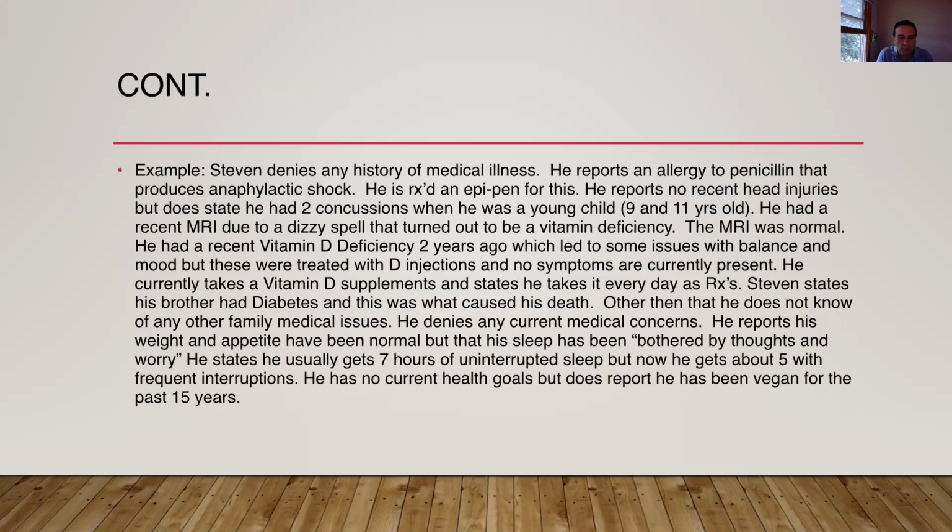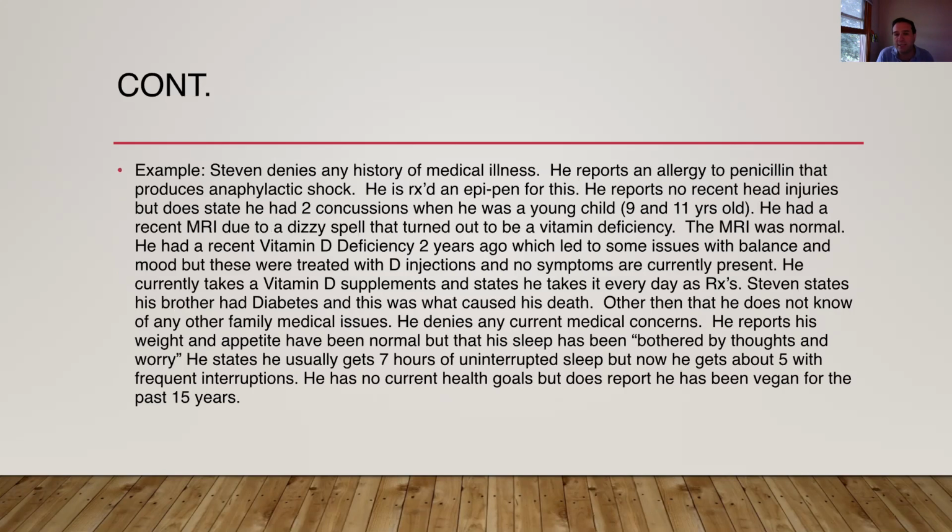Stephen states his brother had diabetes and this is what caused his death. Other than that, he does not know of any other family medical issues. He denies any current medical concerns. He reports his weight and appetite have been normal, but that his sleep has been bothered by thoughts and worry. He states he usually gets 7 hours of uninterrupted sleep, but now he gets about 5 with frequent interruptions. He has no current health goals, but does report he has been vegan for the past 15 years.